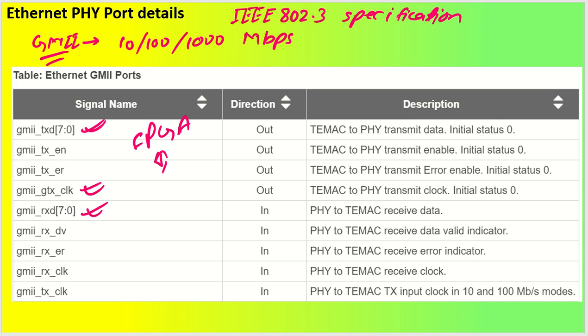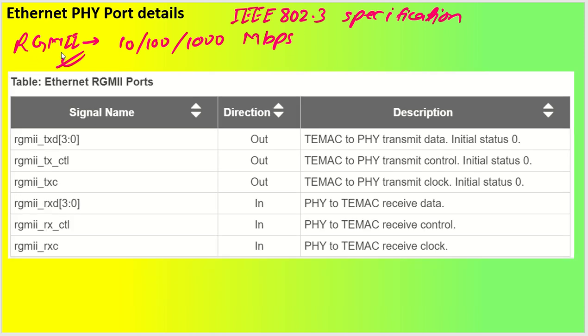Coming back to the reduced ones, we will talk about reduced GMII, that is reduced gigabit media independent interface, port details. As you can see, in reduced we have 4 bits instead of 8 bits, so 4 bits for this and 4 bits for this. The rest of the lines will be almost the same, however it has a much smaller number of connections, so that you can have the interface between MAC and Ethernet PHY with fewer lines.